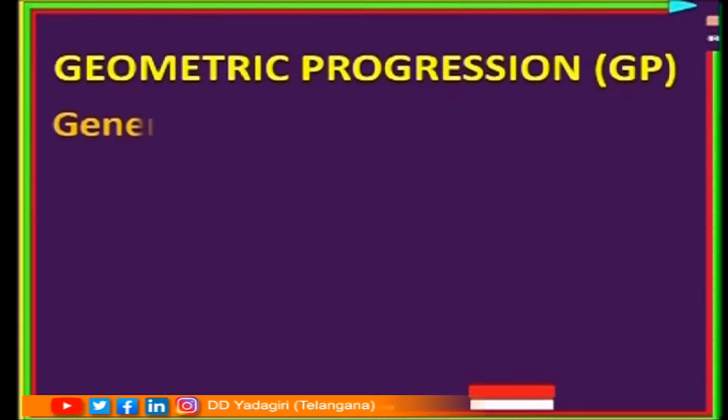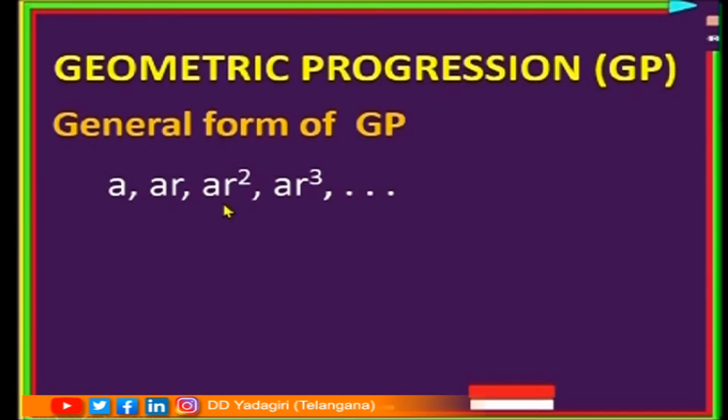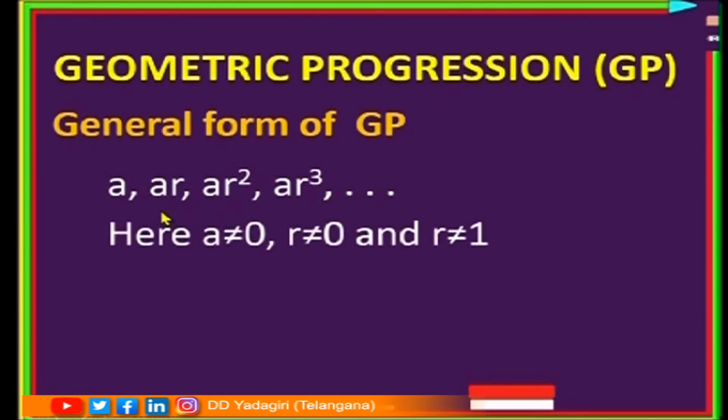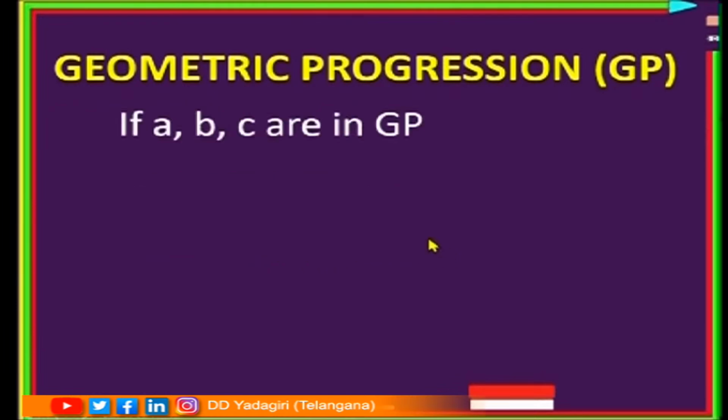Now what is the general form of geometric progression? A, AR, AR square, AR cube, and so on is called the general form of geometric progression. Here we have three important conditions: A not equal to 0, R not equal to 0, and R not equal to 1. Students, remember these important conditions.